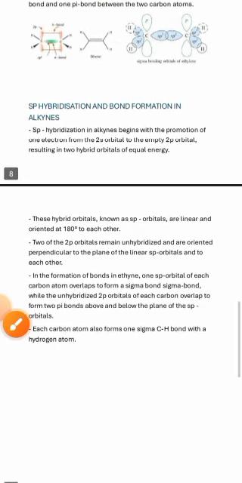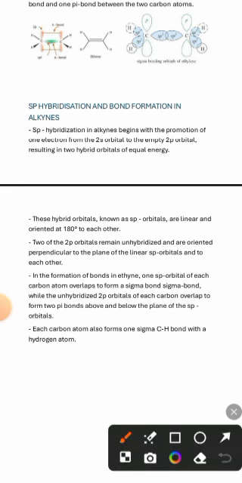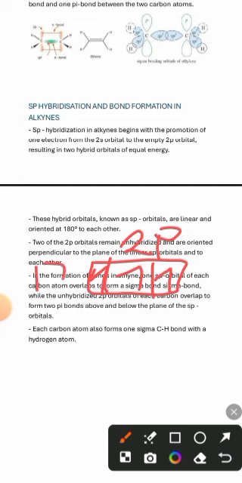Now we want to look at the sp hybridization. The sp hybridization begins with the promotion of one electron from the 2s orbital to the empty 2p orbital, resulting in two hybrid orbitals of equal energy. This is still telling us about the excited state of carbon, so that we can have the feeling of these three degenerate orbitals in the 2p, and one electron in the 2s.